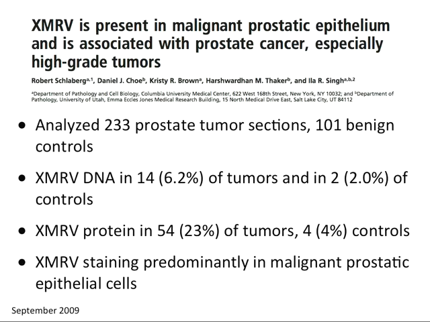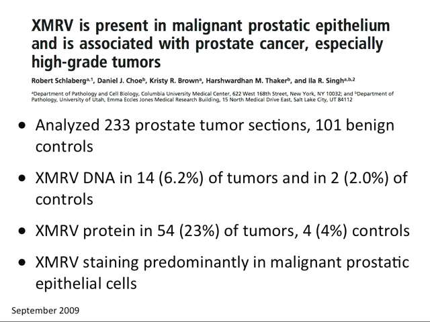So this was a study in September 2009 from a group at the University of Utah, and one of the individuals there, Ila Singh, used to be up at Columbia. She's a pathologist and a virologist, and she looked at 233 prostate tumor sections and 101 benign controls. She found the DNA by PCR in 6% of the tumors and in 2% of the controls. She also looked for protein. She found it in 23% of the tumors and in 4% of the controls.